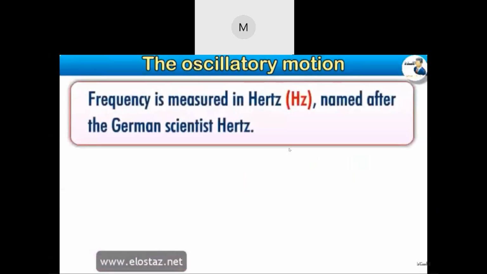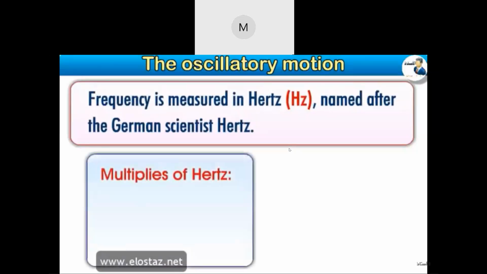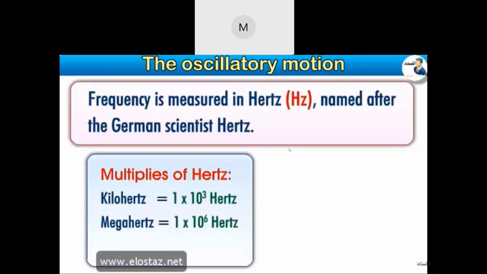Frequency is measured in Hertz, Hz, named after the German scientist Hertz. Multiples of Hertz: kilohertz equals 1 times 10 to the power 3 Hertz. Megahertz equals 1 times 10 to the power 6 Hertz. Gigahertz equals 1 times 10 to the power 9 Hertz.